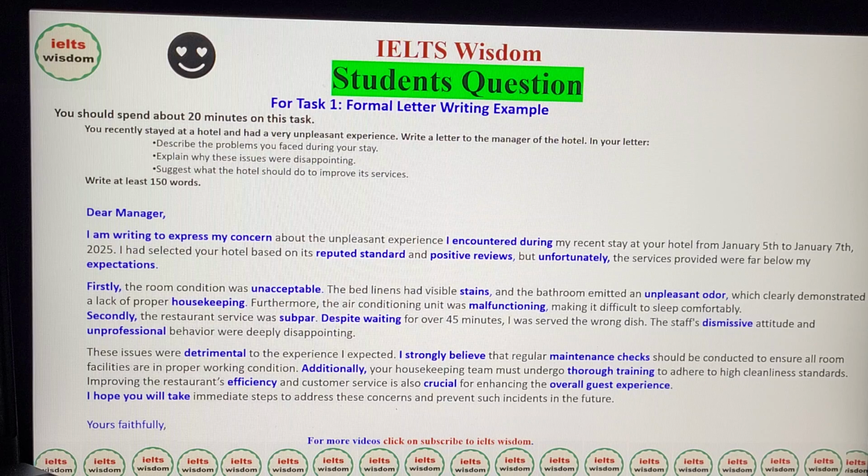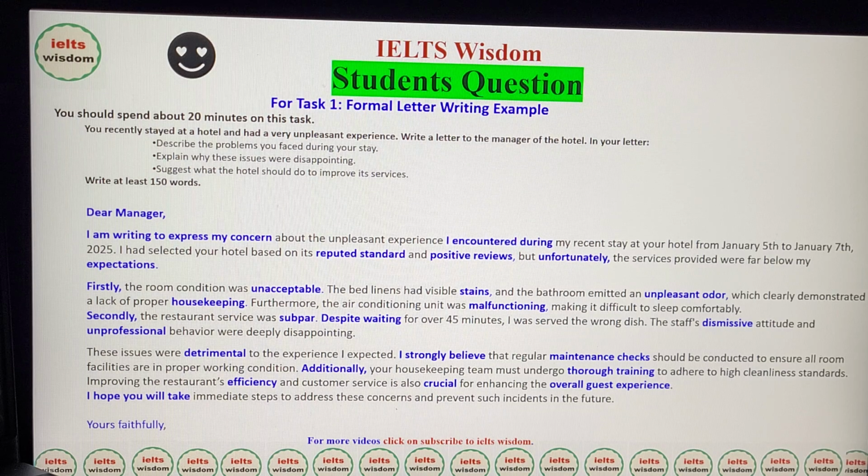So, reputed standards and positive reviews, that is again a vocab word. But unfortunately, that is again a linking and vocab word, the services provided were far below my expectations. Okay, because you are sharing your experience, right? So it's disappointing. First, the linking word and opening, also, the room condition was unacceptable.